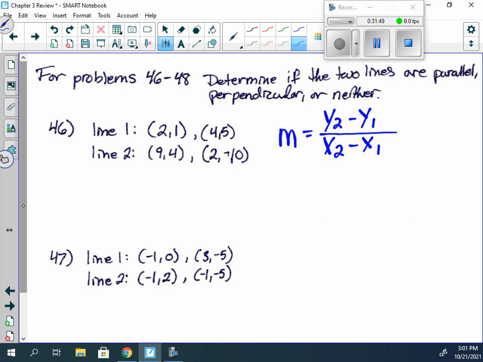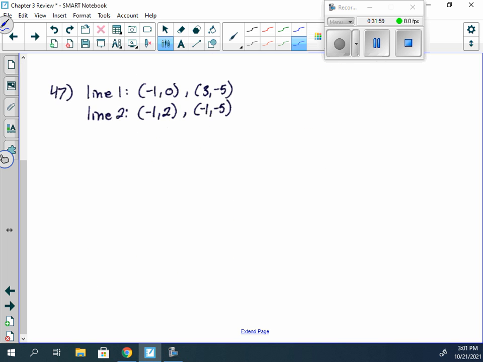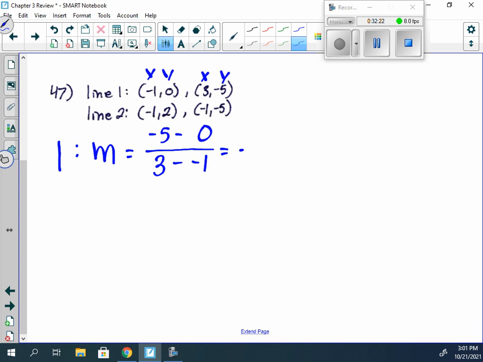Guys, 46, 47, or 48, is there one of these in particular you all want to look at? 47. Yeah. Let's look at 47. So for this here, we're going to use the slope formula. So for line 1, m is equal to our 2 y values, because we have x, y, so we have -5 minus 0. Now because we picked the -5 first, 3 will go first in the denominator, and then -1.